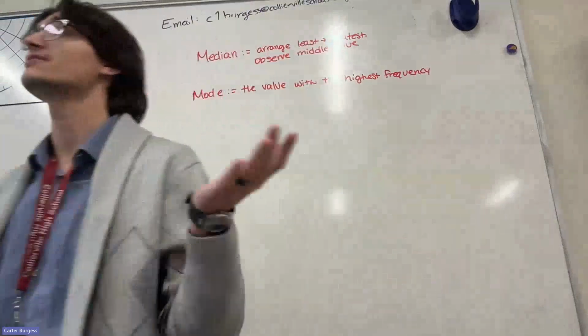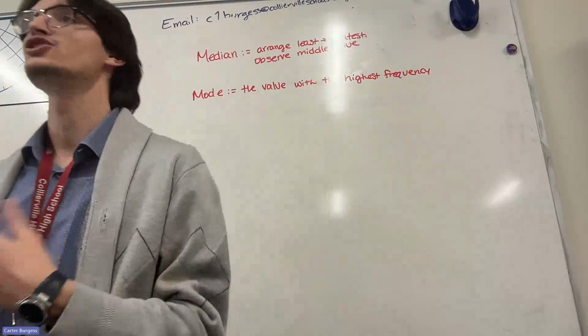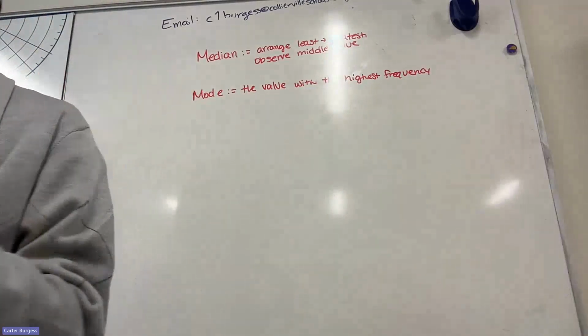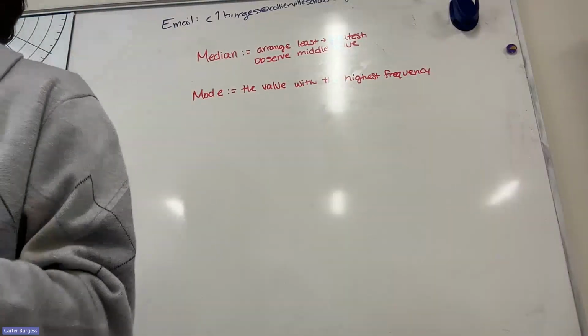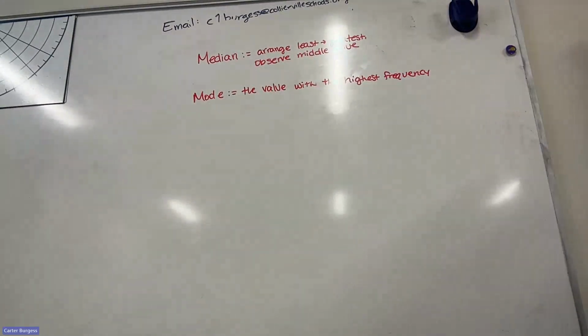And then if there isn't a value that has a highest frequency, maybe every single value shows up 20 times, right? Completely uniform distribution. There is no difference between the frequencies that we see. Then we have no mode. So it's not no frequency. It's that all of the frequencies are the same. There is no highest frequency because they're all equal.